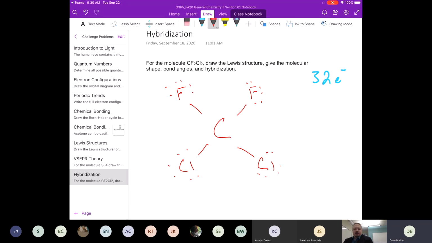now we have 8 things around the outside, 8 electrons around each atom on the outside. 8 times 4 is 32. So this would be a good start.